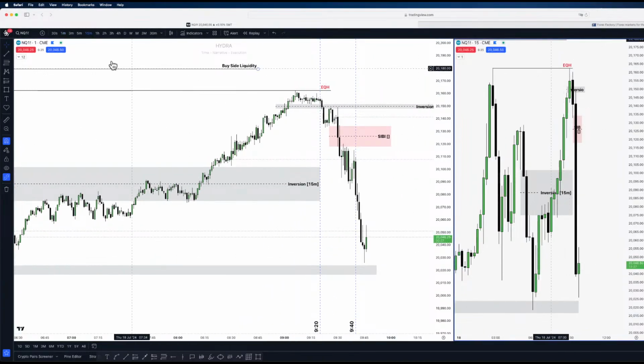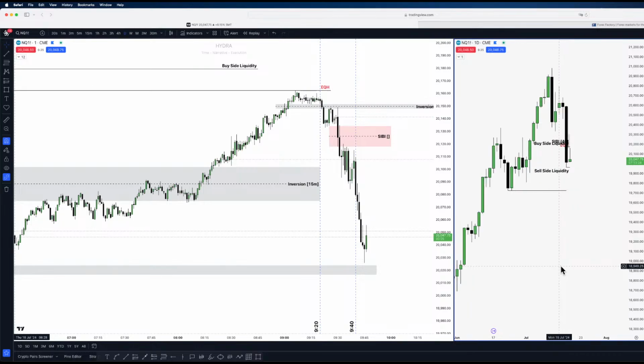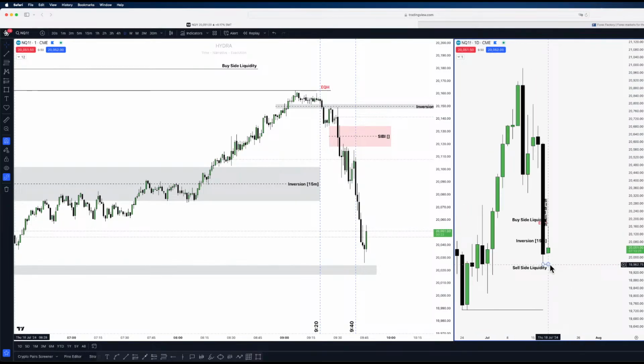Our yesterday's low is near. Yes, previous daily low, 19,962. That was a target, folks. Okay, remember I told you our bias is bearish. I hope you understood why it was.